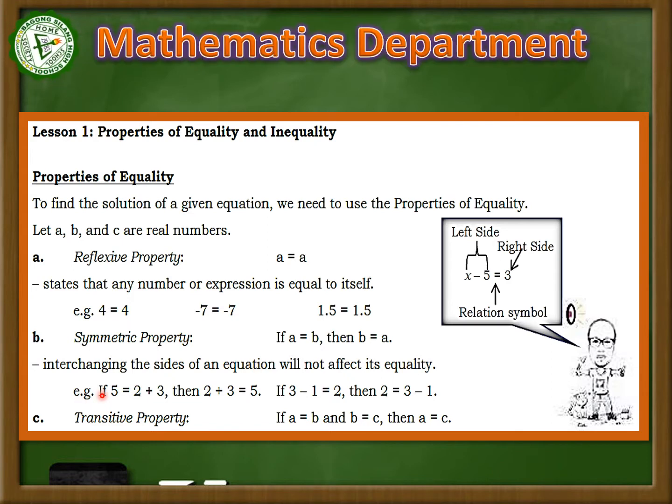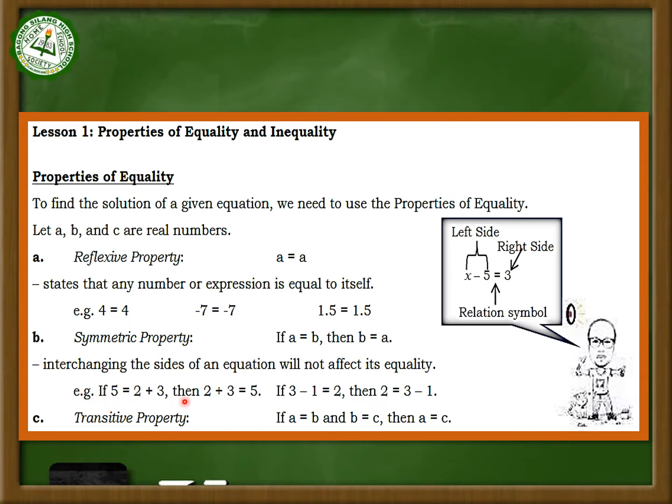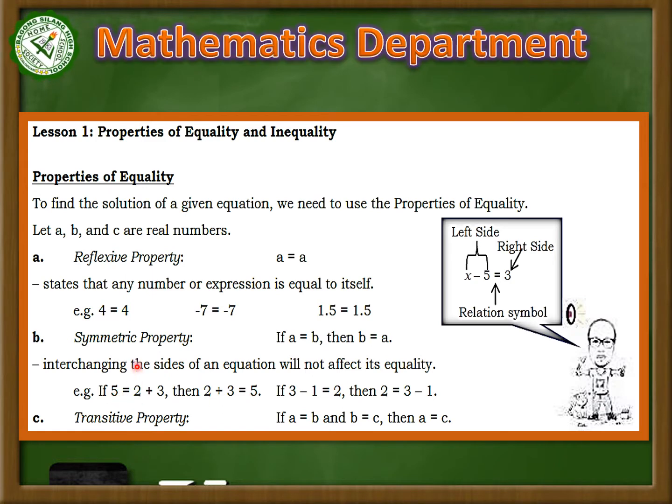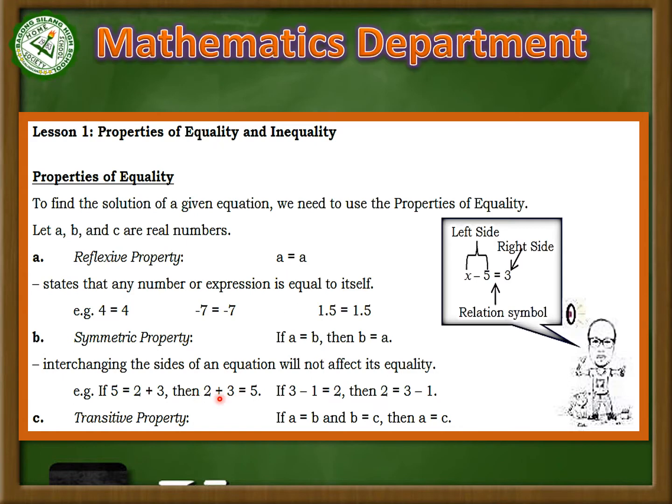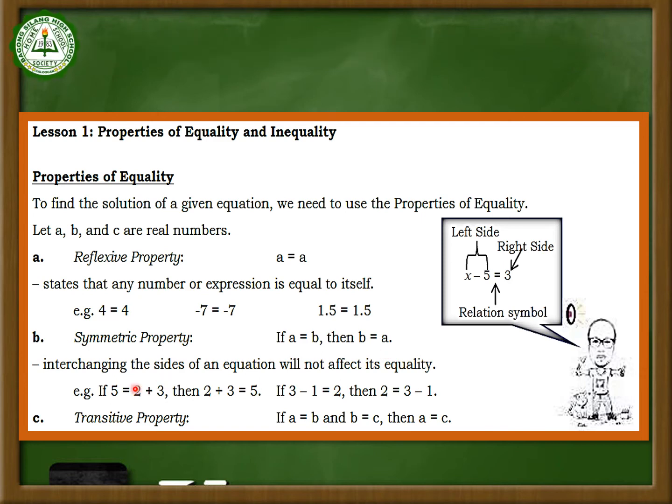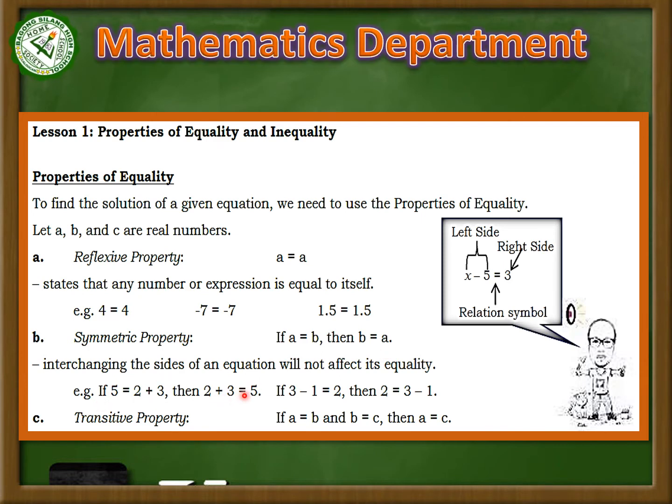Exempli gratia. If b equals 2 plus 3, then 2 plus 3 equals 5. Let's analyze. 5 is on the left side of this equal sign and 2 plus 3 is on the right side. Then, on the statement 2 plus 3 equals 5, from the right side it becomes the left side, and 5 moved to the right side. It's just interchanging the left and right members of an equation.